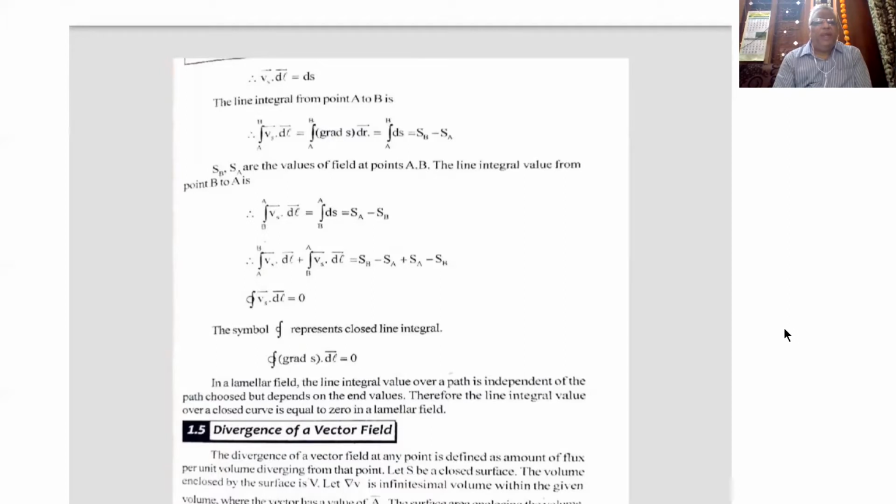So in a lamellar field, the closed line integral of del S dot dl is 0. The symbol involving the integral over a circle represents the closed integral. Therefore, the closed integral of grad S dot dr is 0. In a lamellar field, the line integral value is independent of the path and depends only on its end values. Therefore, the line integral over a closed path is equal to 0 in a lamellar field. That is known as a lamellar field.